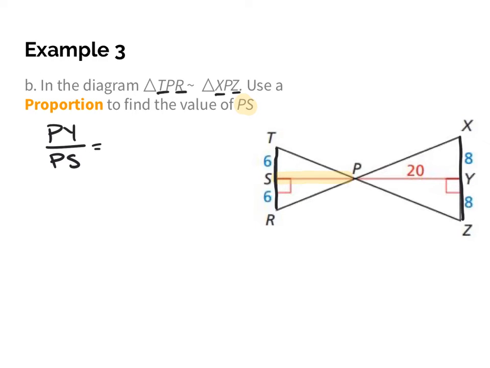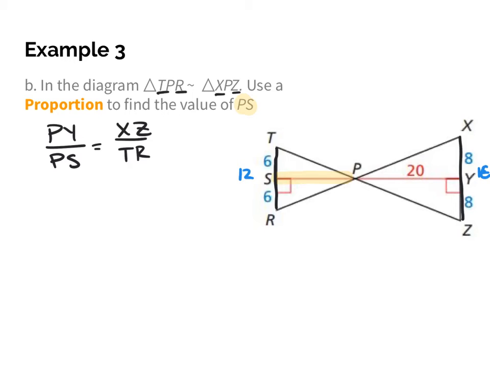Now notice you are given 6 and 6 here, so adding those together would give me 12, and here 8 and 8 would give me 16. That's a terrible looking 6. Okay, so when I want to compare these two, I'm going to compare this to X to Z and T to R.